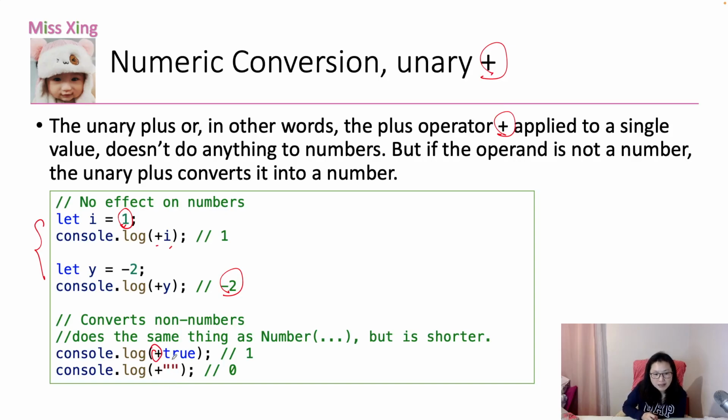So plus true, you will get 1. If it's plus false, you will get 0. And plus empty string will be treated as 0. Then plus empty, you will get a 0. And that is the unary plus.